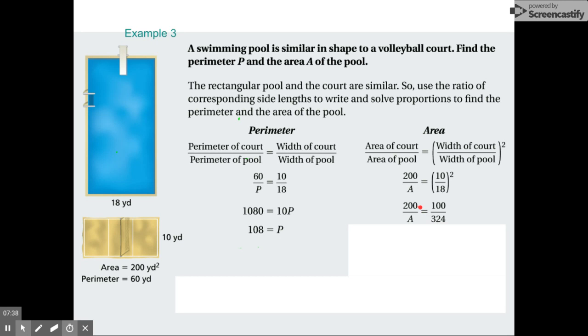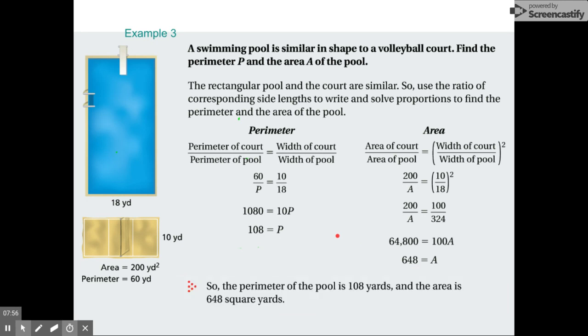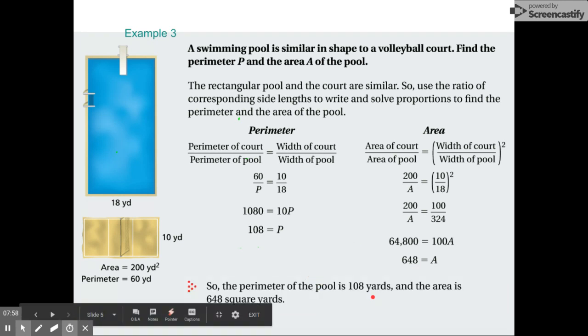Now we can use cross products. And if you're using a calculator, that's pretty simple to do. Even if you're not, these are pretty good numbers to work with. 100A equals 64,800, and then divide by 100, you get the area is 648. That would be in square yards for area. So the perimeter is 108 yards. The area is 648 square yards.